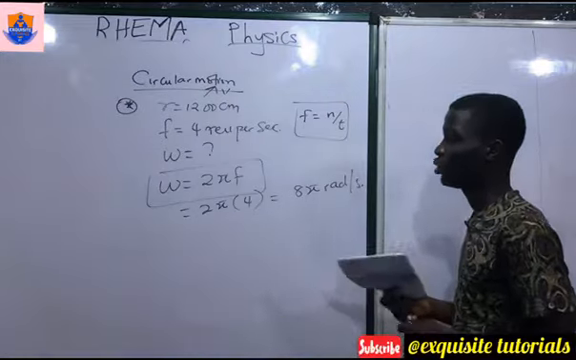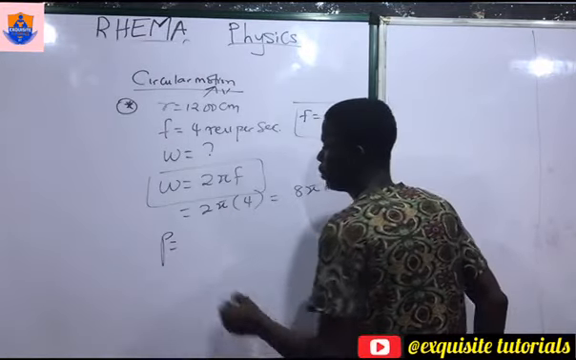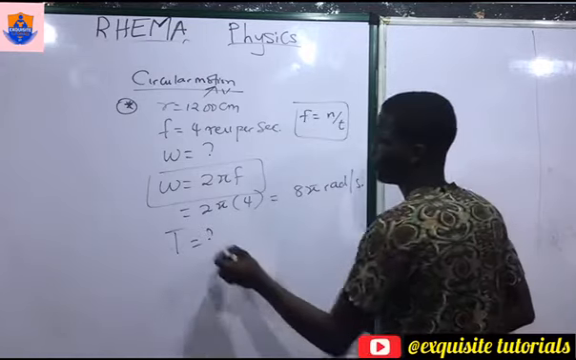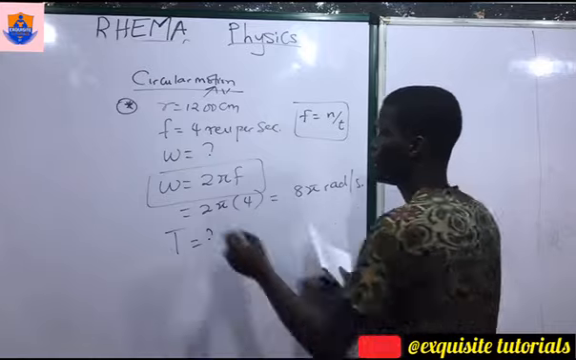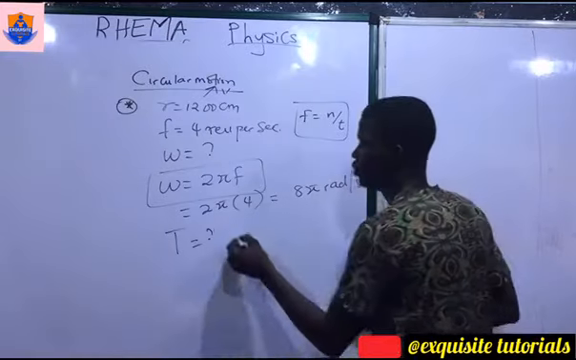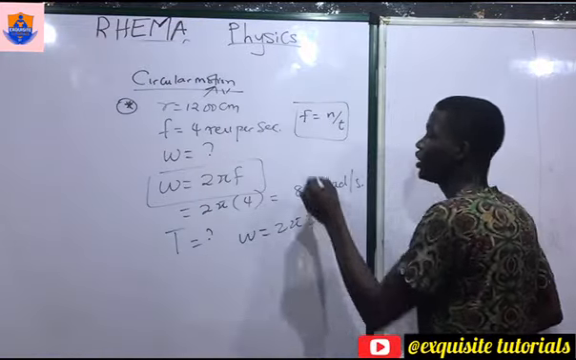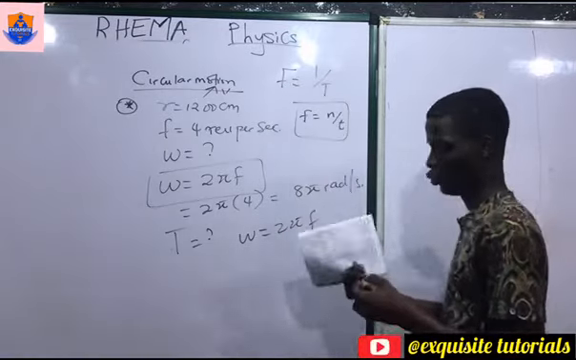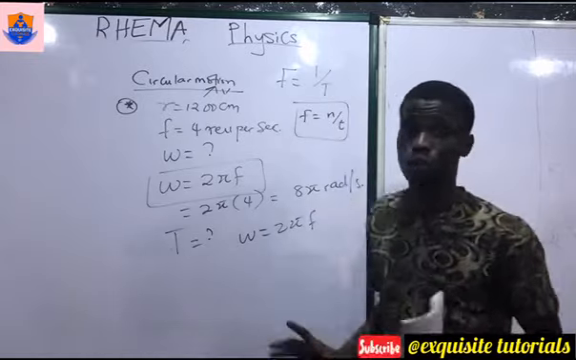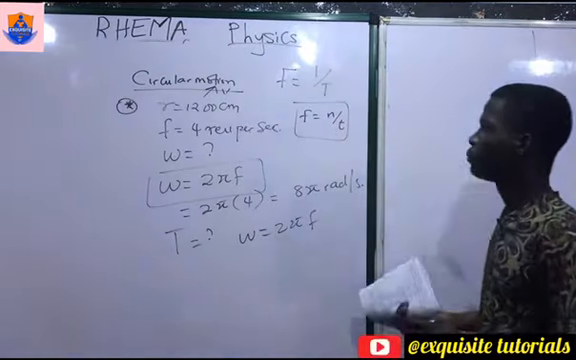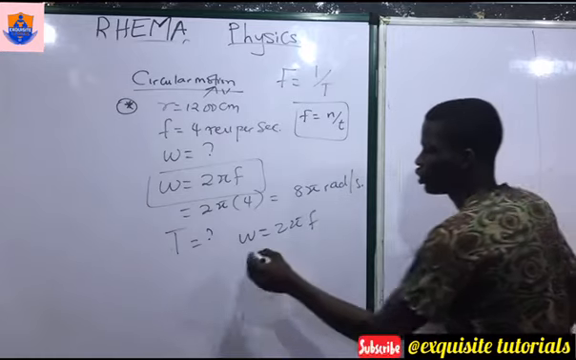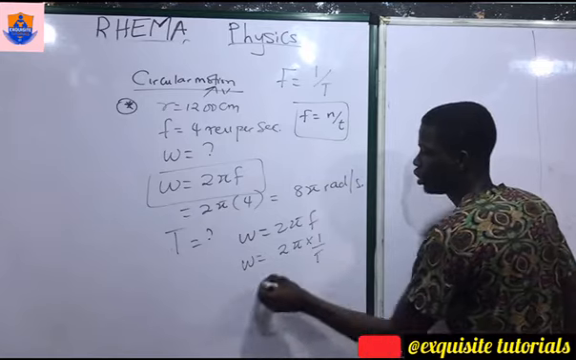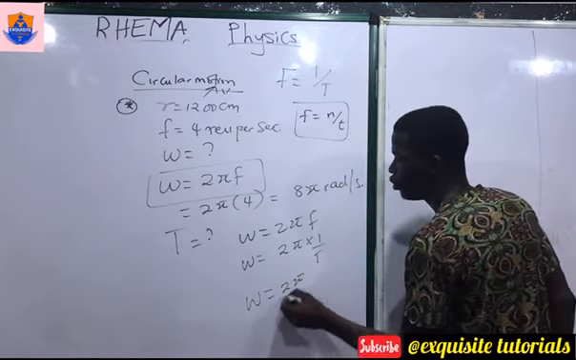Then we're told after that to calculate the period. Period is written in this format, T. We're told to find the value for it. Take note, under this part where W is equal to 2 pi f, our frequency also is equal to 1 over T. It is the inverse of the period. Anytime you see it, frequency is always the inverse of the period. So if I replace it here, you'll be having W is equal to 2 pi over T.